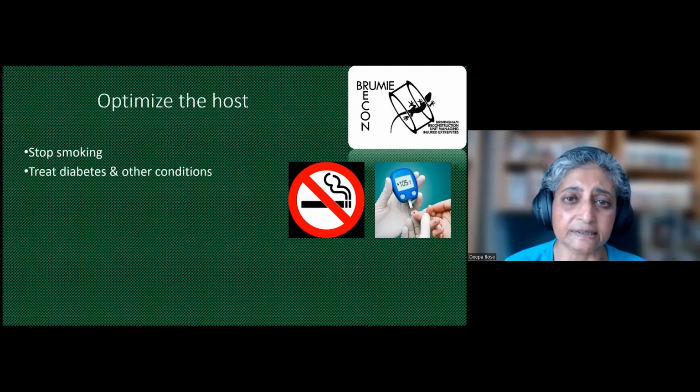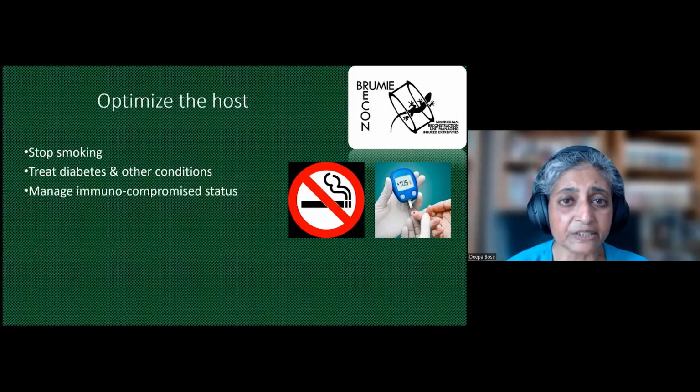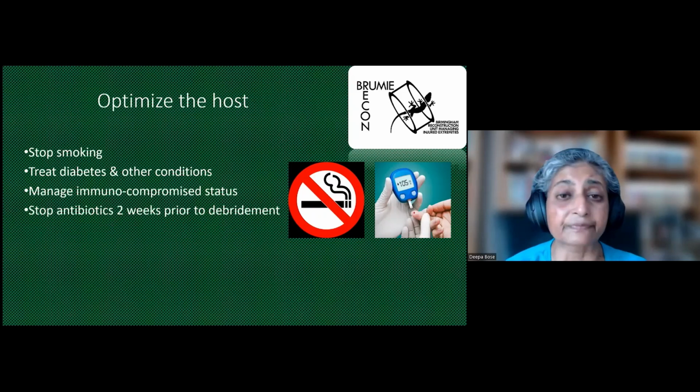Treating diabetes and other comorbid conditions which will increase the risk of infection and non-union. Managing immunocompromised patients. We try to stop antibiotics at least 2 weeks prior to debridement for the reasons that I've mentioned, because when you take samples, you want to culture a living organism. So your chance of getting a living organism is much better if you've stopped your antibiotics prior to debridement.